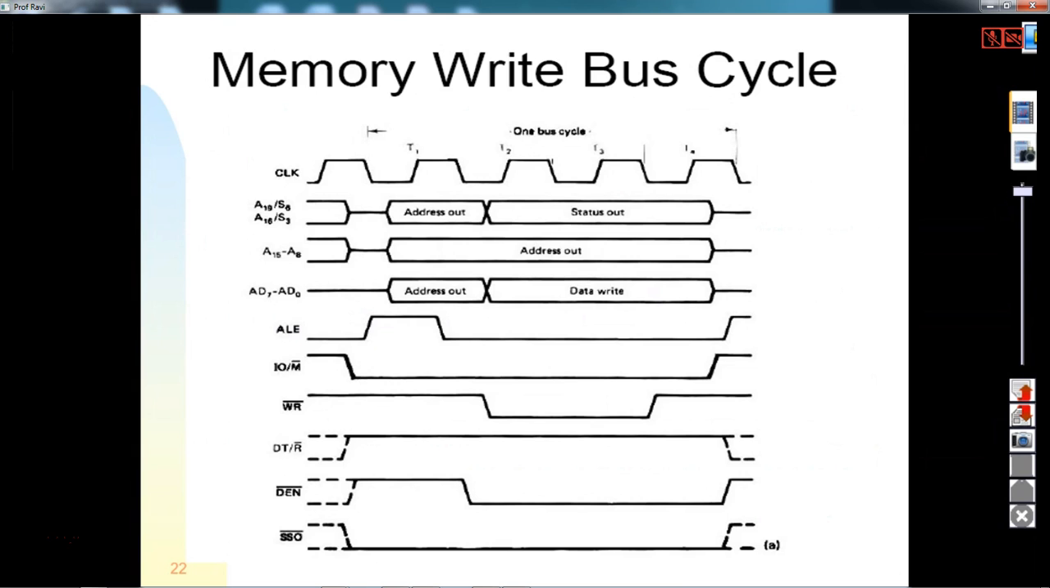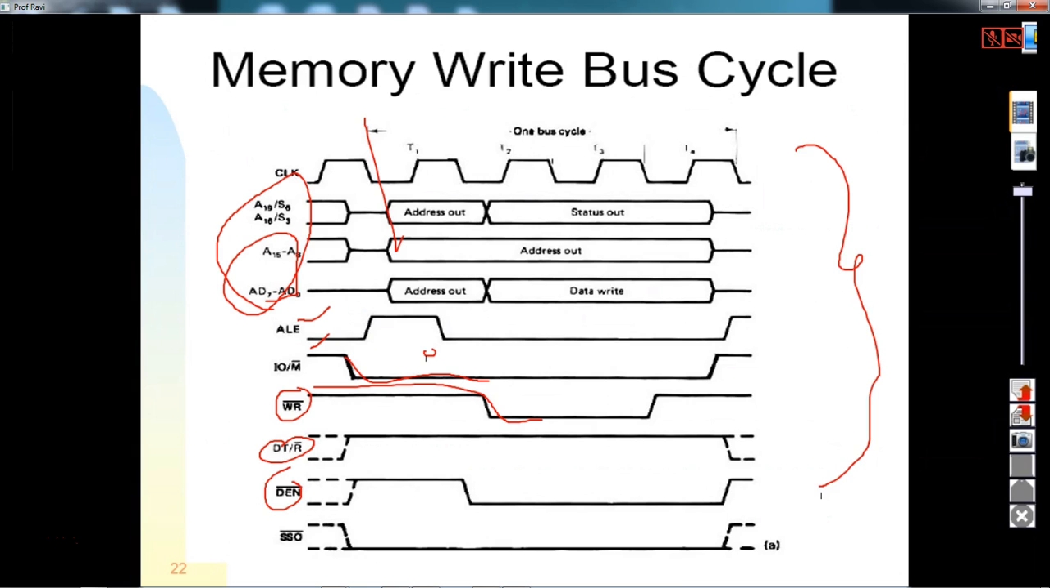Memory write cycle means this is the clock you can consider. During the first clock, the address is available. This is AD0 to AD15, and in total a 20-bit address, and ALE, IO/M bar. So memory write, indicating memory, this is 0, and write bar means it is doing a writing operation. If it is a memory read operation, you have to consider read. If it is a write operation, you have to consider write. And then DT/R bar and data enable.